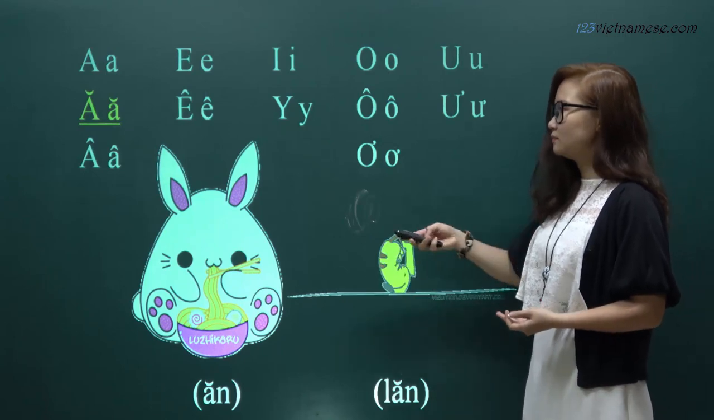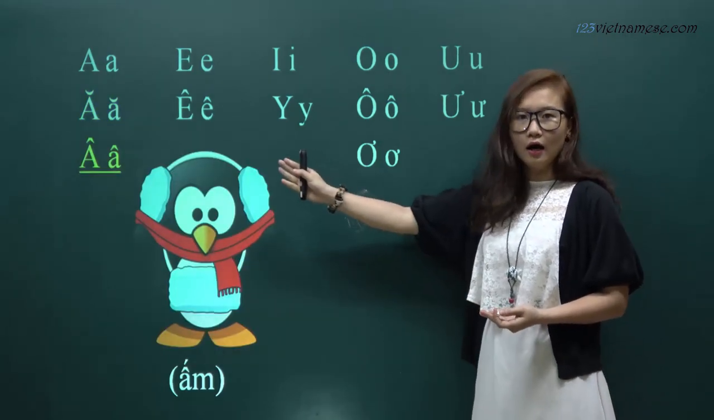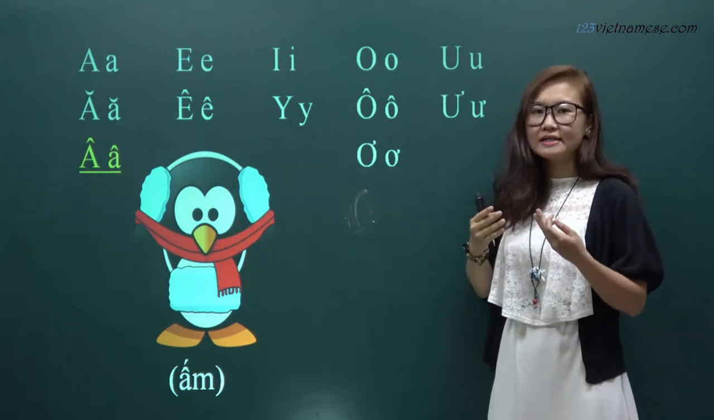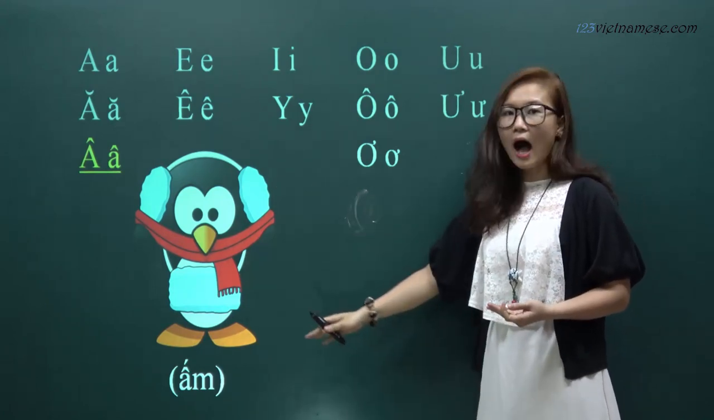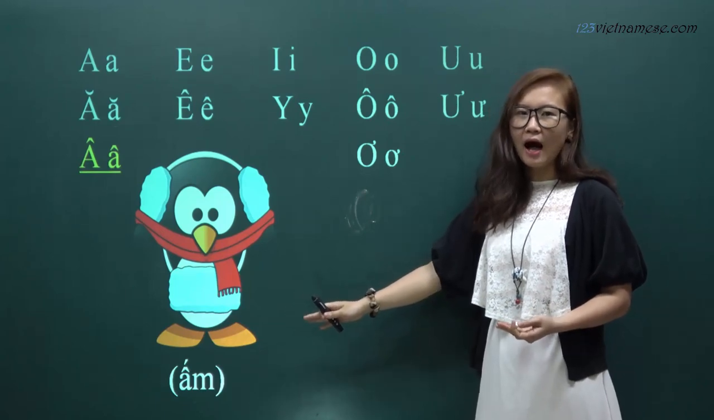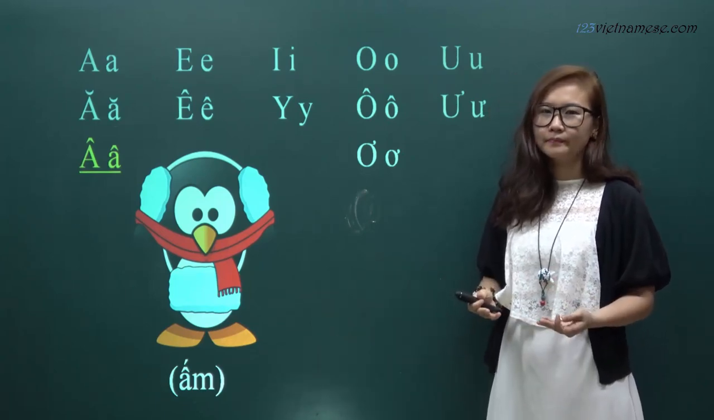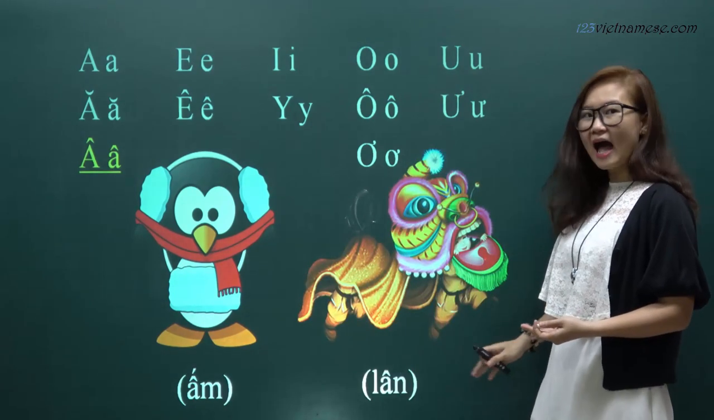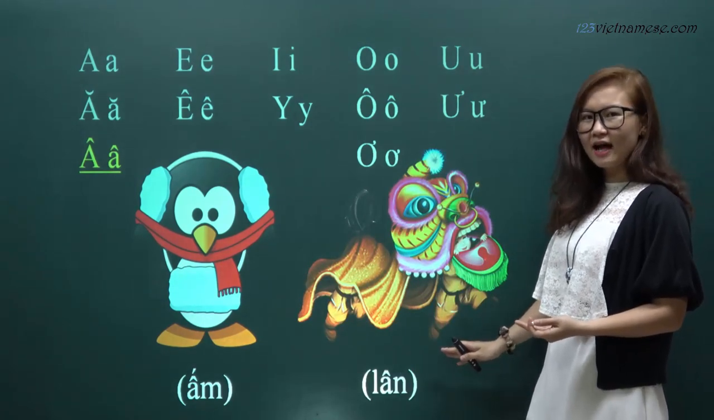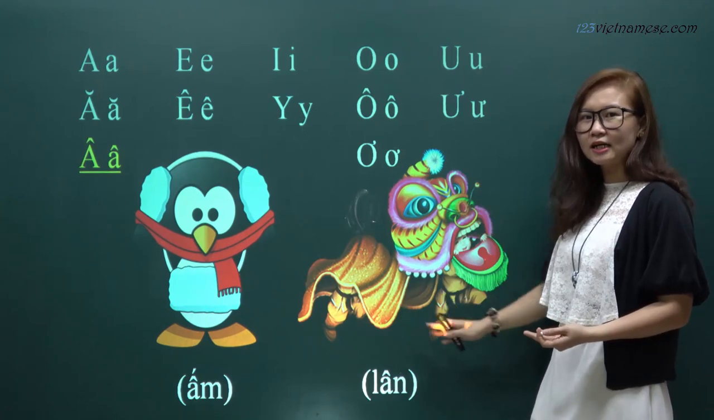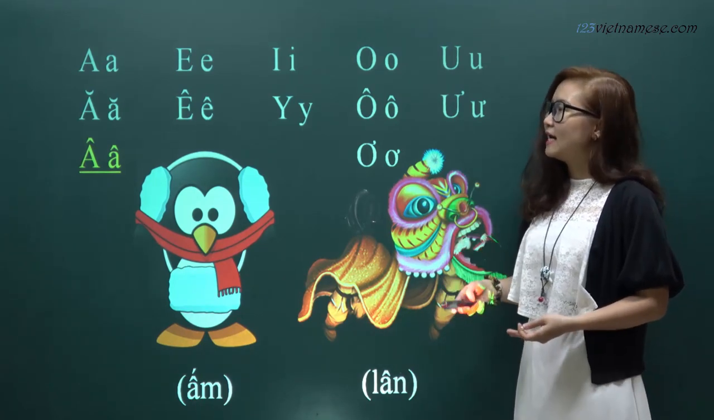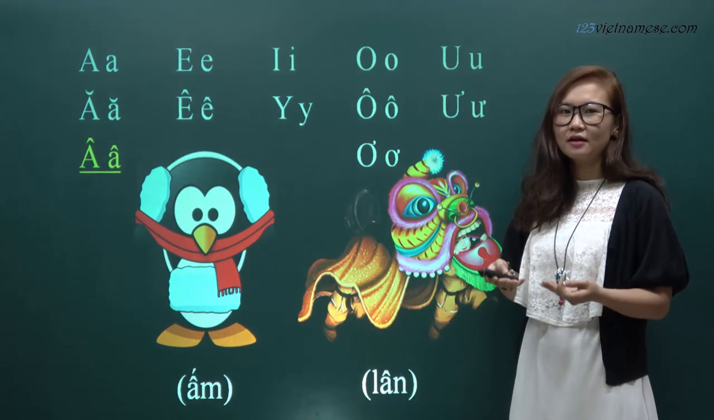Next, ớ. A typical example is ấm. Ấm means being warm. An additional example is lăn, and you see here, lăn means colon. Let's move on to the next single vowel.